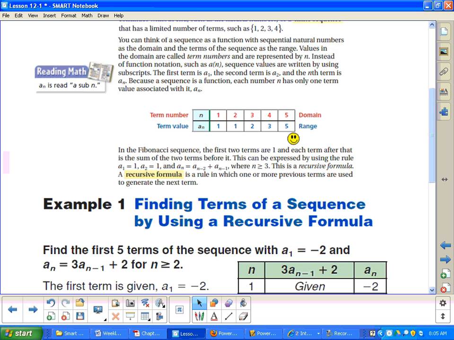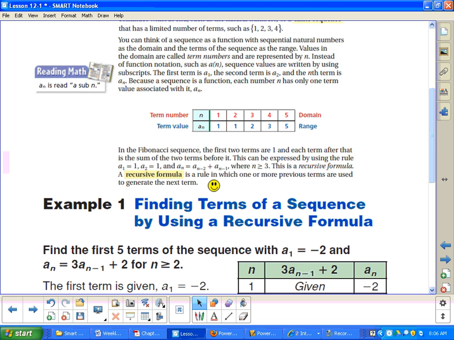Sometimes with finding sequences and their pattern, it's a little bit difficult to get there, but using tables usually helps you. So this rule can be expressed by saying that a sub 1 is 1, a sub 2 equals 1, and then a sub n would be the two terms before it. So when we say a sub n minus 2, that means two terms before the number we're trying to find. And a sub n minus 1, we refer to the term just before the one I want to find.